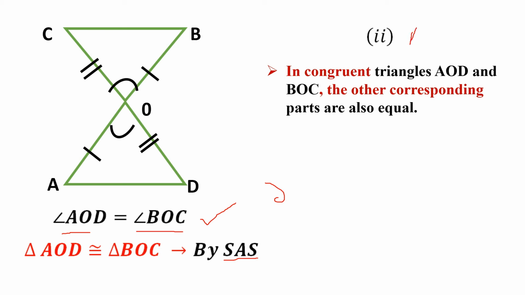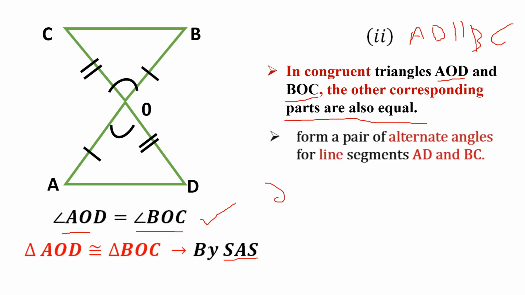We have to prove that AD is parallel to BC. How can we prove that? As we already know from triangle OAD and triangle OBC, the corresponding parts, that is the corresponding sides, are equal. With that, it forms a pair of alternate angles. Whenever alternate angles are formed, the line segments AD and BC can be proved parallel.